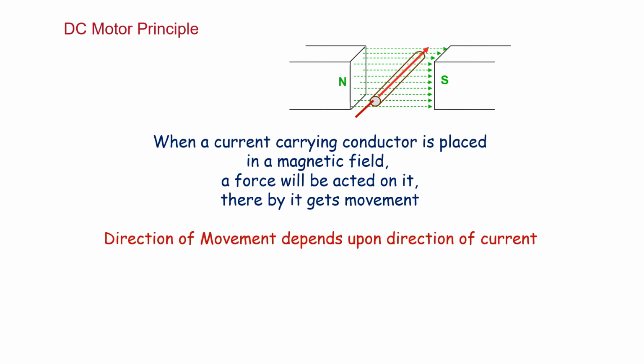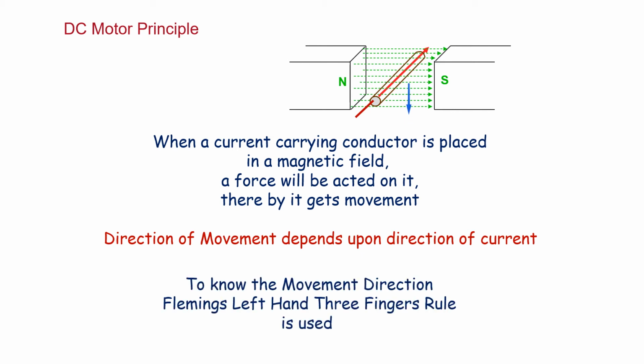The direction of movement of the conductor depends upon the direction of current which has been passed. For this direction of current, the movement is downwards. In order to know the movement direction, Fleming's left-hand three fingers rule is used. Let us understand the Fleming's left-hand rule for the motor principle.